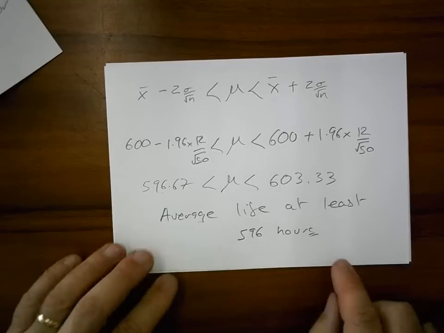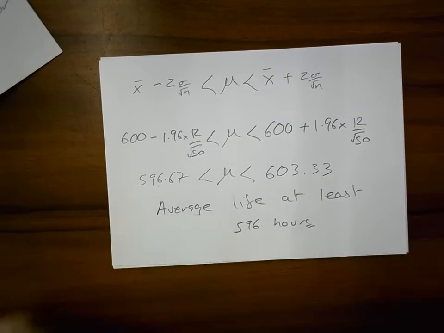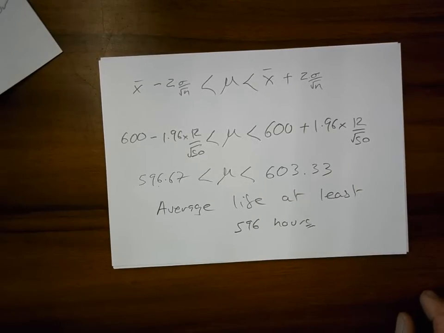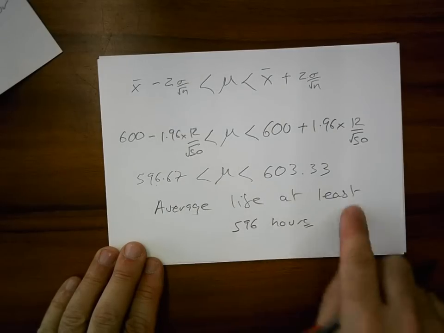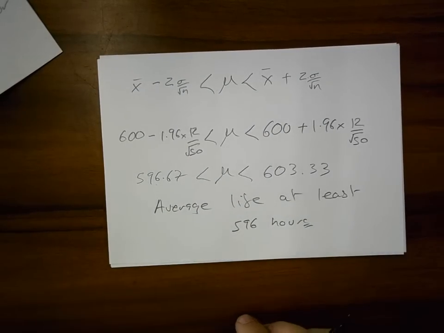Yes? Now, of course, this is where they get to. Average life approximately 600. Well, what does that mean? Absolutely nothing. Okay, but that's what we're talking about when we're claiming it for a manufacturing tolerance standard. Okay, and that's how you do confidence intervals.